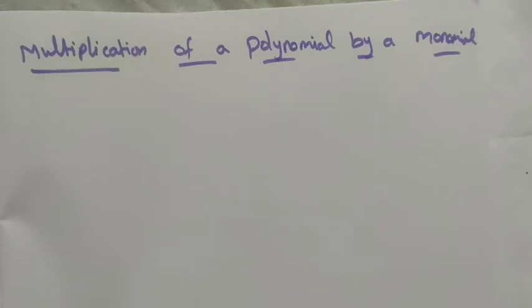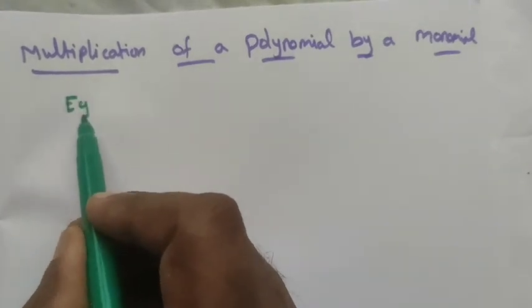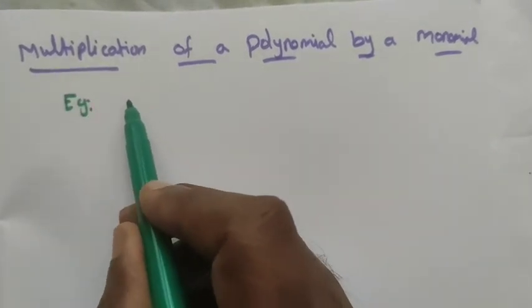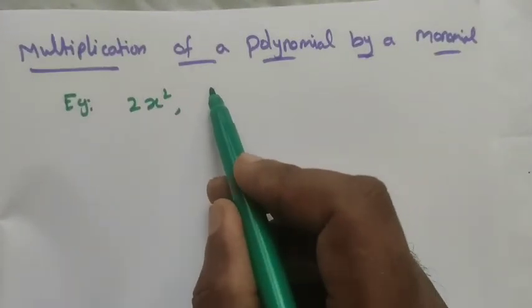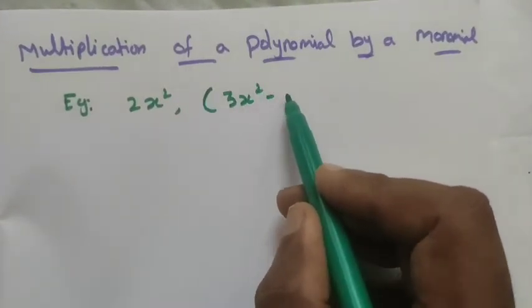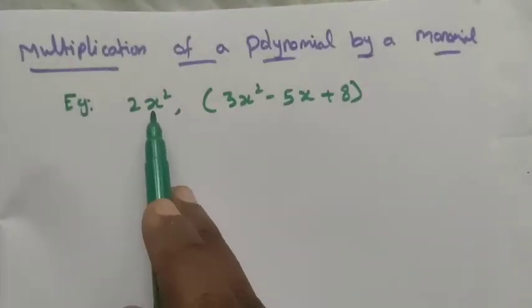We know that a polynomial means more than 2 terms. 2 or 3 terms we call a polynomial. Now consider a polynomial multiplied by a monomial. Let me take an example: 2x square is the monomial and the polynomial is 3x square minus 5x plus 8. Now we want to multiply these two.